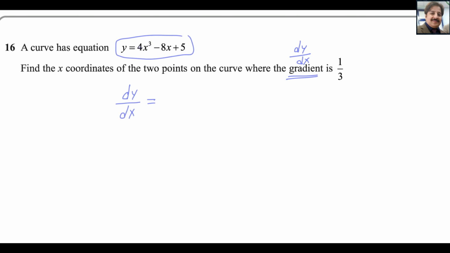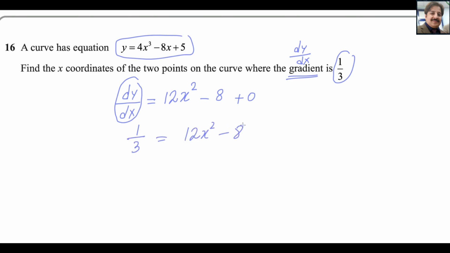This 3 will multiply 4, it becomes 12, and we reduce the power by 1. 3 minus 1 is 2. And we know that the derivative of x is 1, so it is left with 8 only. And the derivative of a constant number is 0. Okay. And we know that this gradient is given already, so you can replace dy by dx by 1 over 3. So 1 over 3 is equal to 12x squared minus 8.